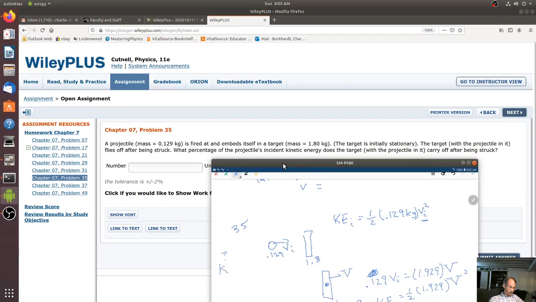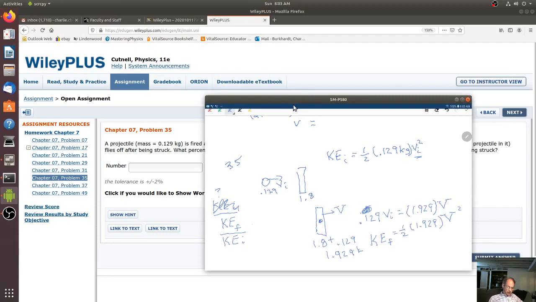So they're asking me for the ratio of the incident kinetic energy. What fraction? Oh, got to read this carefully. What percentage of the projectile's incident kinetic energy does a target carry off? So they're asking me for the ratio of the final kinetic energy, that's the amount of kinetic energy that the projectile and target carry off, divided by the initial kinetic energy. That's the amount of energy that the projectile had before the collision. Okay.